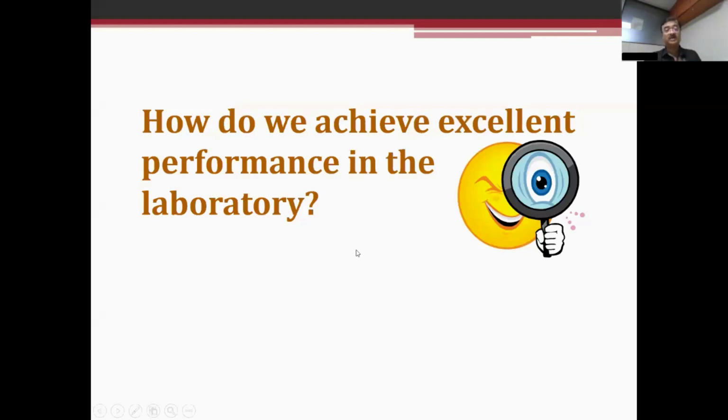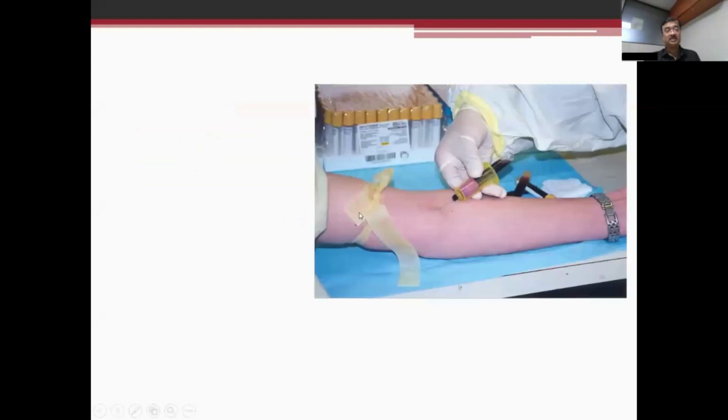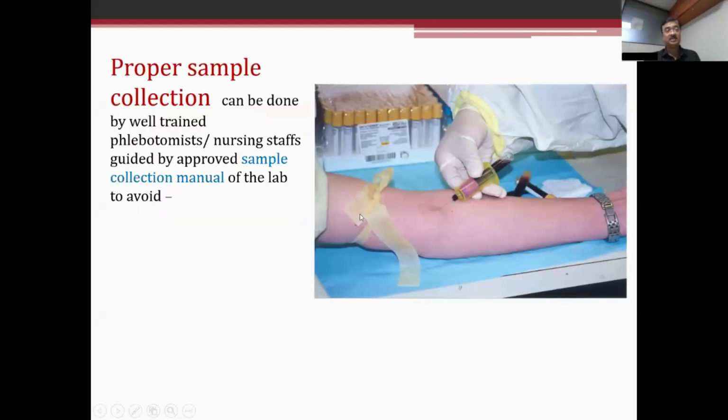We have dealt with errors and types of errors. Now we understand how we achieve an excellent performance in the laboratory. So first thing, proper sample collection. First, it's well-trained phlebotomists and nursing staff guided by a sample collection manual. Every lab should have a proper sample collection manual, which defines how the samples are to be collected, what the process is, which containers you should use, and what patient preparation you should take.